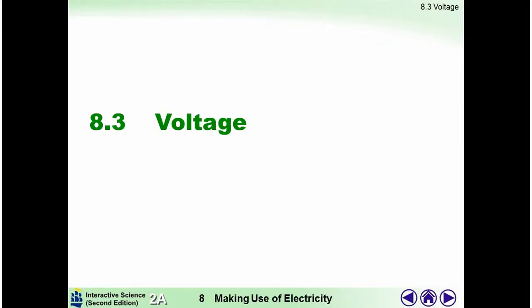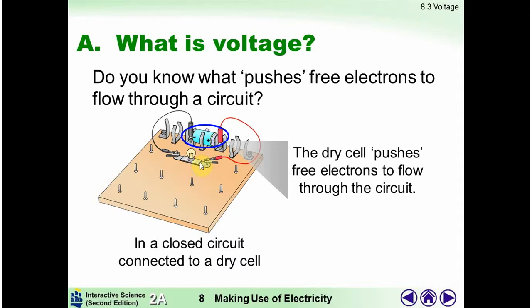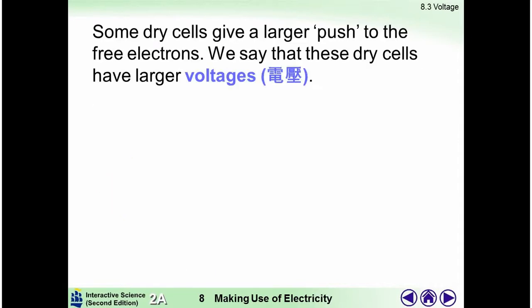Today, we try to learn the concept of voltage. Do you know what pushes free electrons to flow through a circuit? In this circuit, a dry cell is connected with the light bulbs, and the dry cell pushes free electrons to flow through the circuit. Some dry cells give a larger push to the free electrons. We say that these dry cells have larger voltages.